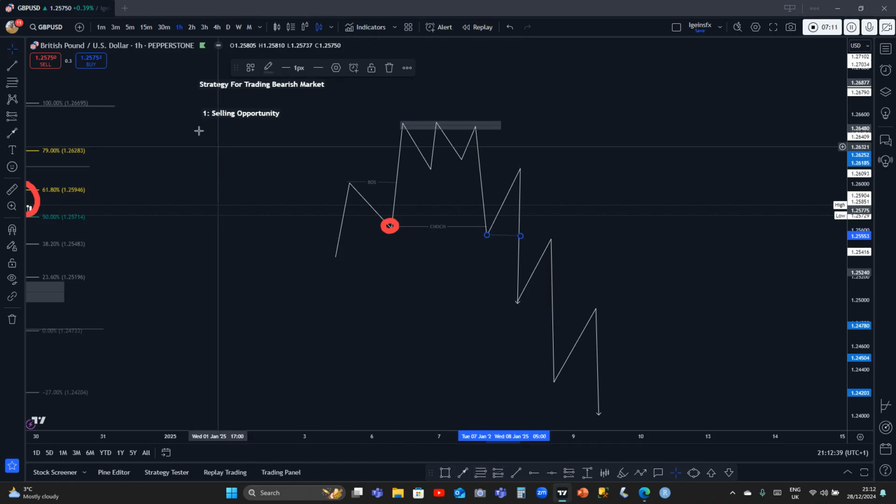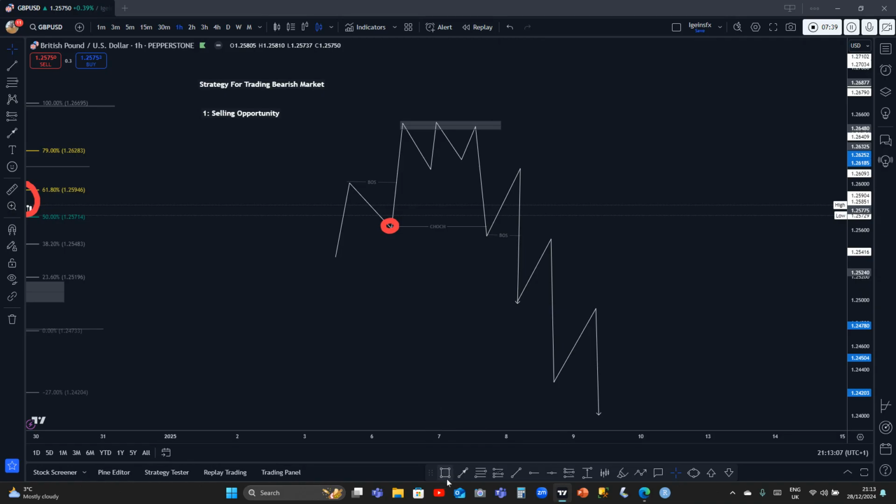All right. We'll now say break of structure. What now happens? Change of character followed by a break of structure. After that, you see pullback, break of structure, pullback, and break of structure. So, how do you now get involved in this trade?